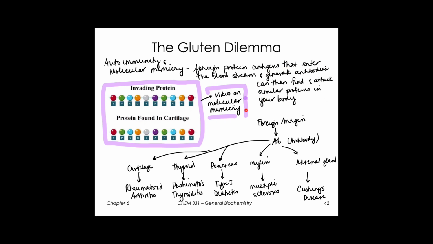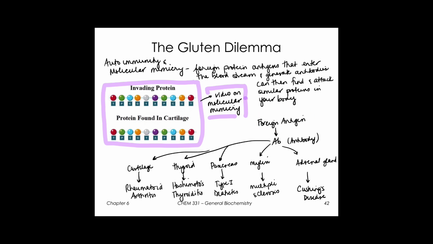There's a short video up on Edpuzzle about molecular mimicry, but the concept is that if you have an invading protein that is foreign, maybe it's gluten or maybe it's from some other foreign antigen, that has an amino acid sequence that is the same as an amino acid sequence found on a tissue in your body, that allows your immune system to not be able to distinguish between these, and you can launch an autoimmune response on that tissue in your body.